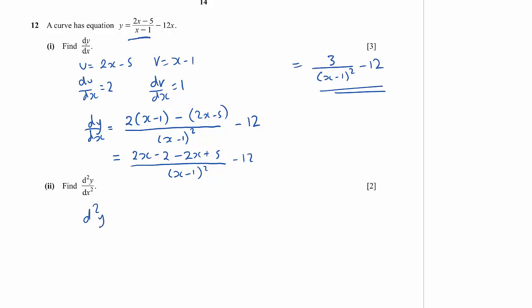And then to get d2y/dx squared, we need to differentiate that again. And remember that that could be written as 3(x minus 1) to the negative 2, take away 12. So that's going to be negative 6 when the negative 2 drops down and multiplies, (x minus 1) to the negative 3, and of course the negative 12 will just disappear. So that's negative 6 over (x minus 1) cubed.